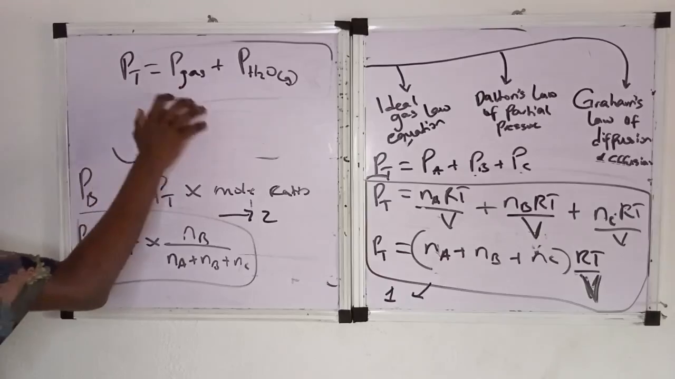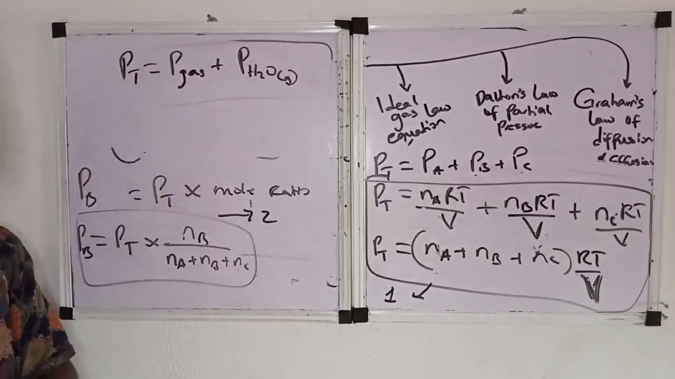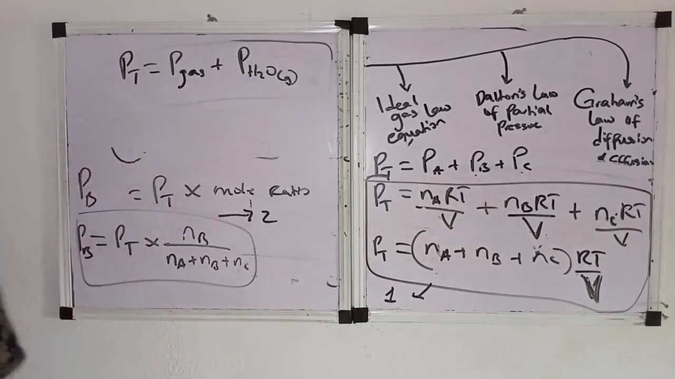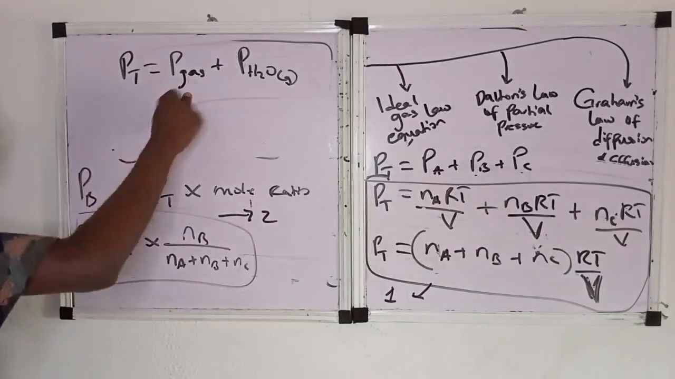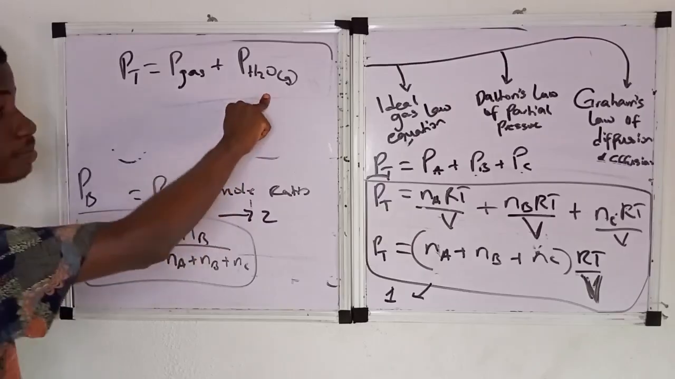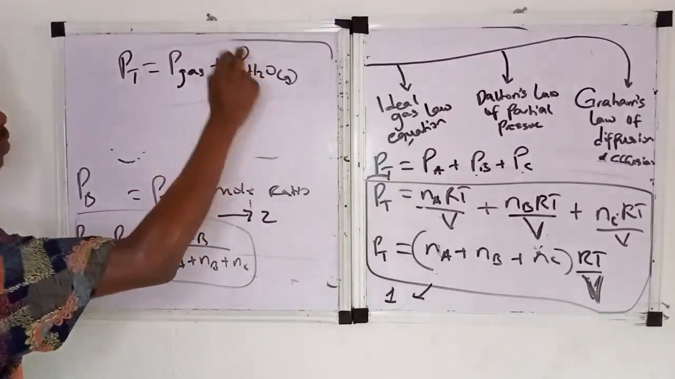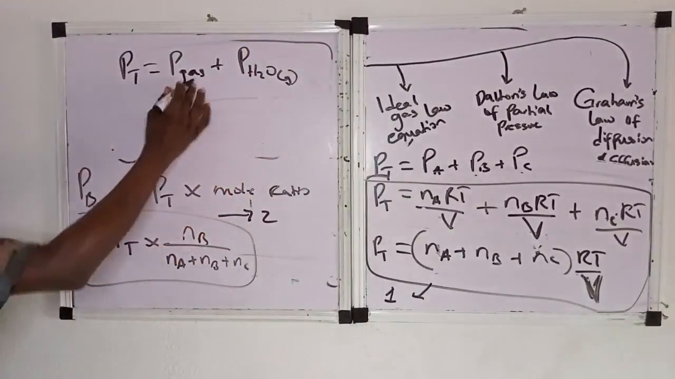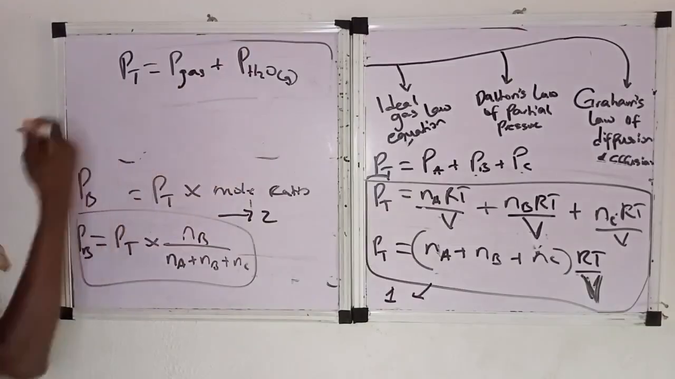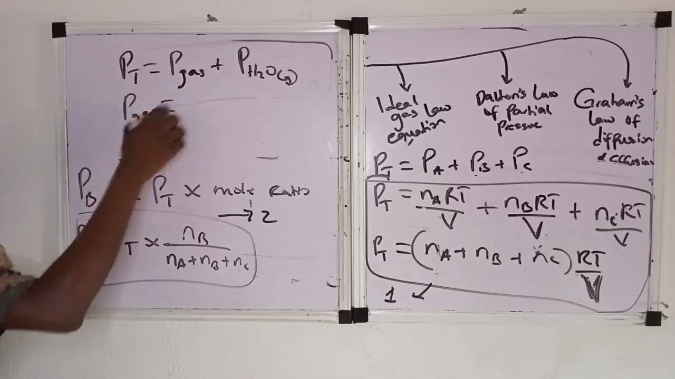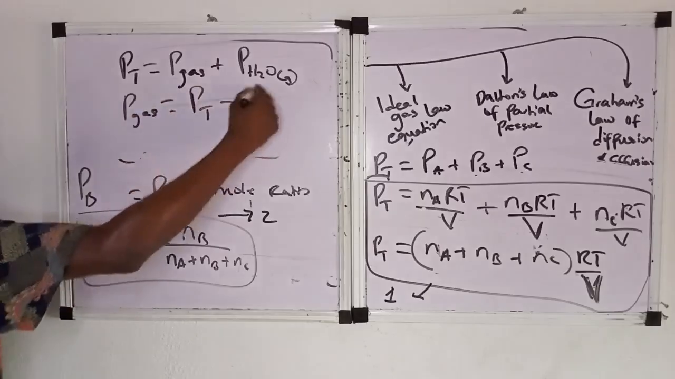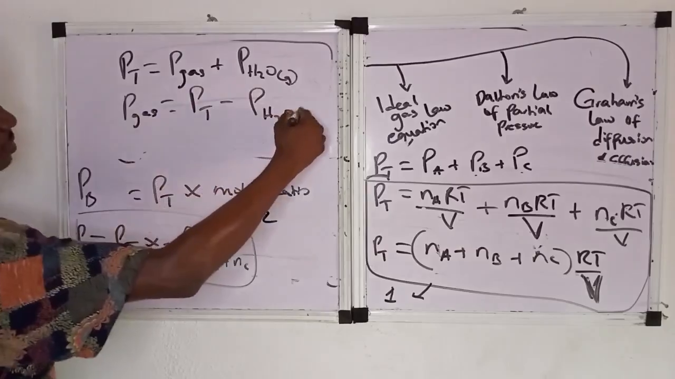So in such a question, they will say a gas is collected over water, calculate the partial pressure of that gas. Use this formula: total pressure is equal to partial pressure of that gas plus partial pressure of water vapor. To look for the gas is very easy. Partial pressure of the gas, Pg, is equal to total pressure minus partial pressure of steam.